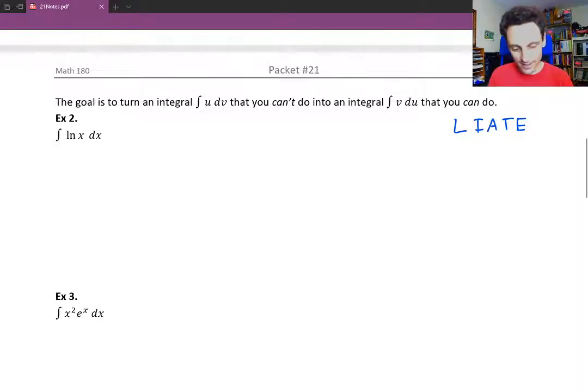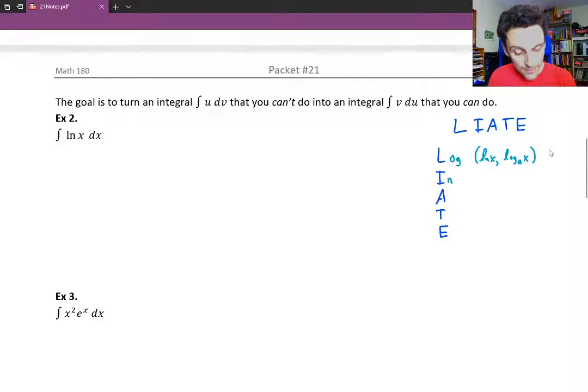And this is just a mnemonic. It's not a special technique or anything. It's just a helpful way of remembering what a good choice for u is in the integration by parts formula. I'm going to write it vertically so it's a little easier to see: LIATE. The L stands for log. Logs are the best first choice for u. So logs like ln of x, log base a of x, and so on.